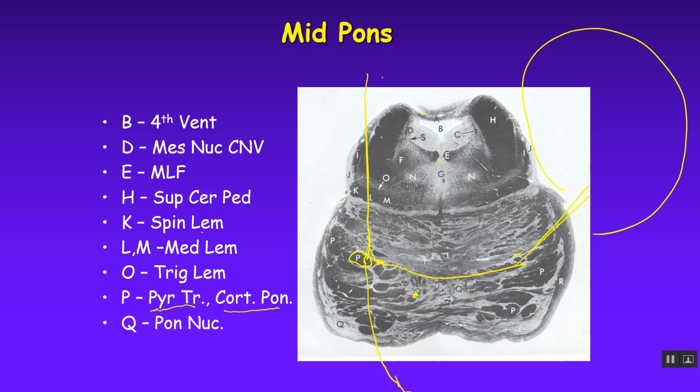These fibers that stop in the pons are called cortical pontine fibers, but they're running right along with your cortical spinal fibers that pass all the way through the pons. So the one that stops in the pons is called a cortical pontine fiber. Then it communicates with a pontine nucleus that has an axon that projects across and goes to the opposite side of the cerebellum via the middle cerebellar peduncle.